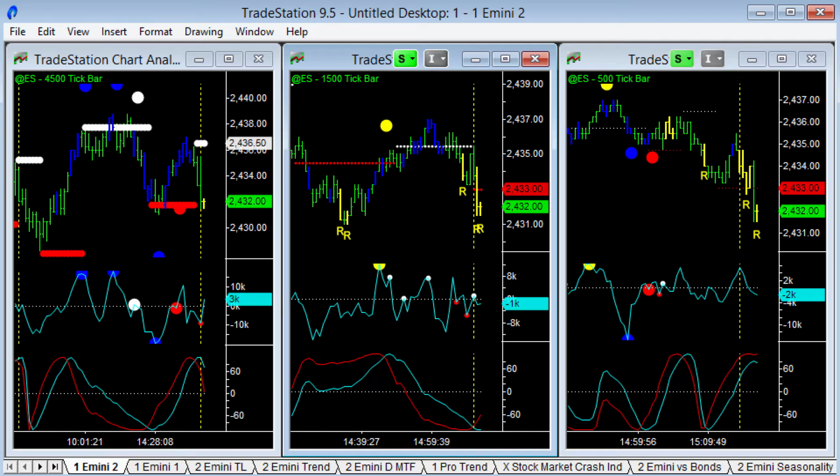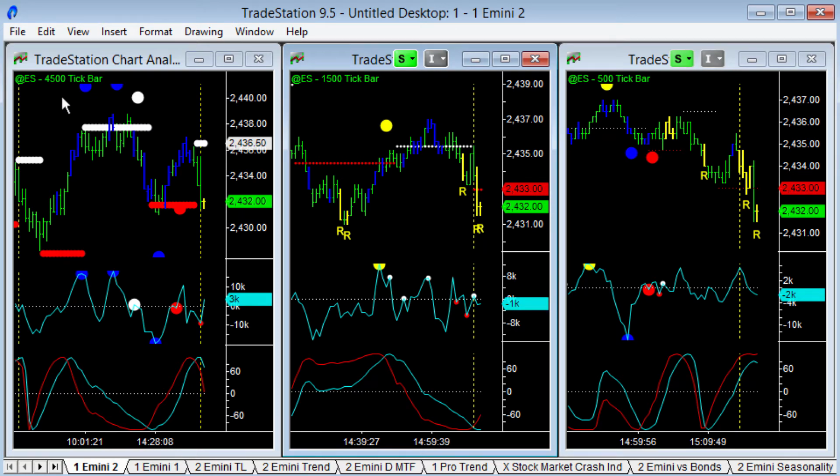But let's first of all talk about the gathering pattern, because gathering patterns, when they pop up, are fantastic. Now, this is one of my setups. These are the three time frames I'm looking at: the 500, 1500, and 4500 tick bar charts.